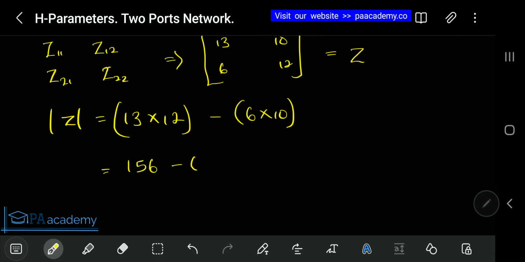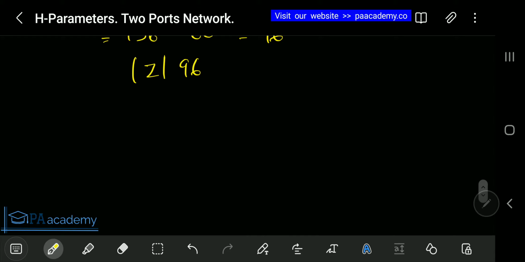Then minus 60. So this will be 96. So that means our determinant is 96. So now let's go ahead and start to do the conversion.